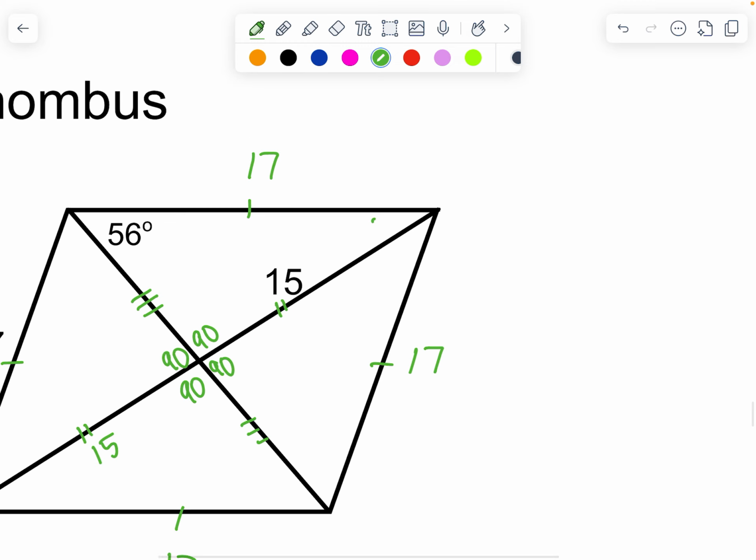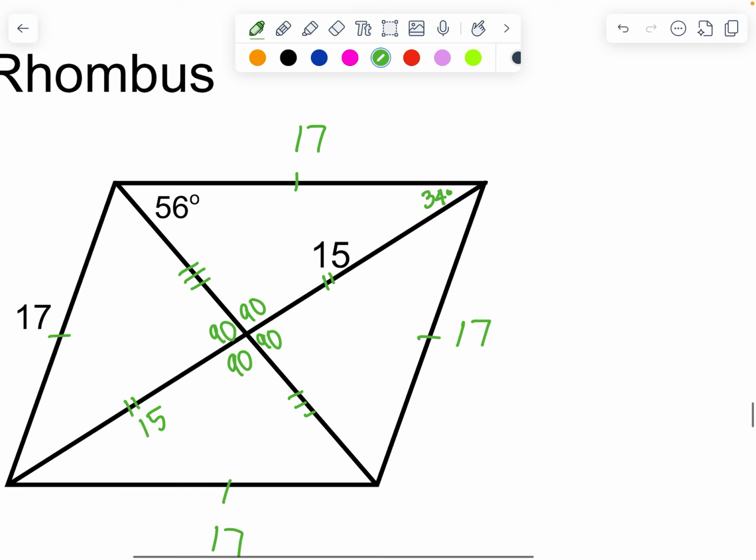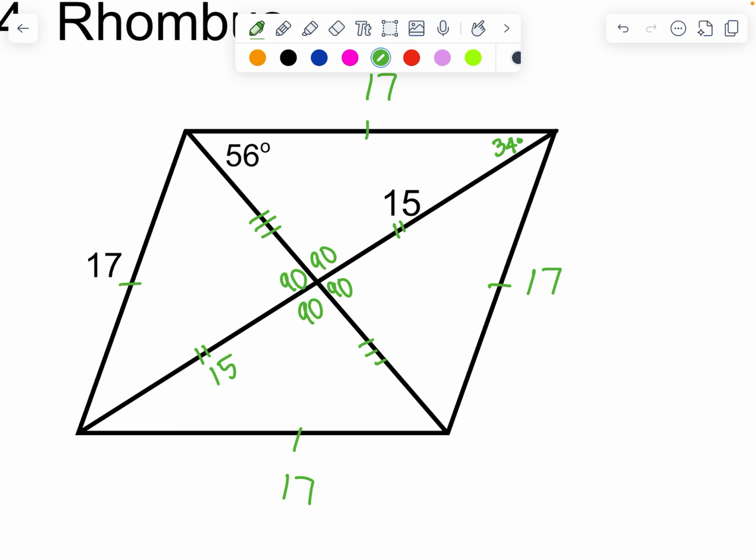I can figure out this angle right here because I can do 90 minus 56 or 90 plus 56, 180 minus that. Either way, I get 34 degrees. I know that the diagonals bisect the angles, so I know this is 34 degrees. I know alternate interior angles are congruent, so this is 34 degrees. This is 34 degrees. 56 degrees, 56 degrees, 56 degrees.